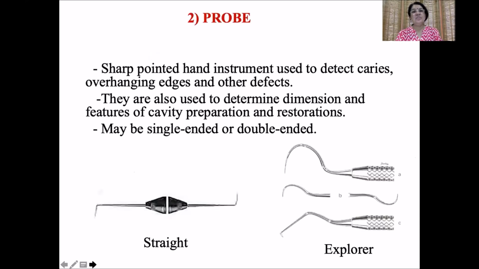The next instrument which is important is the probe. They are sharp pointed hand instruments used to detect caries, overhanging edges and other defects. Every time you go and show your cavity preparation, or you show your restoration, or you show your base, the teacher there is asking you to come with the probe. Why? Because they move the probe along the surface.